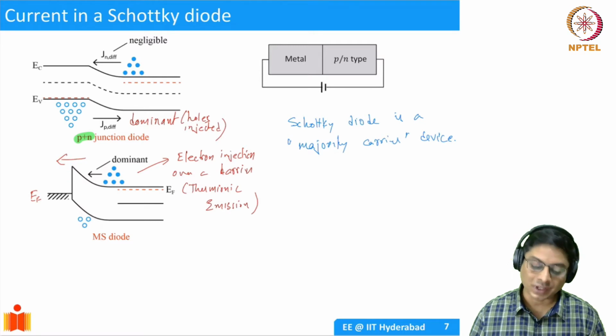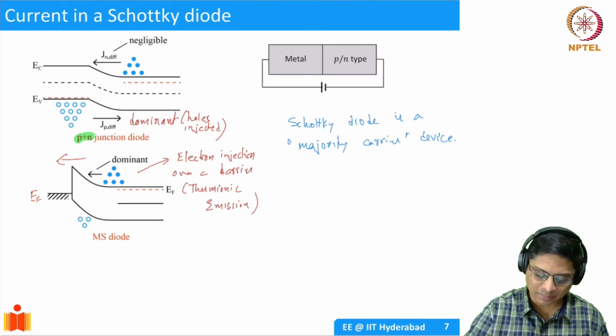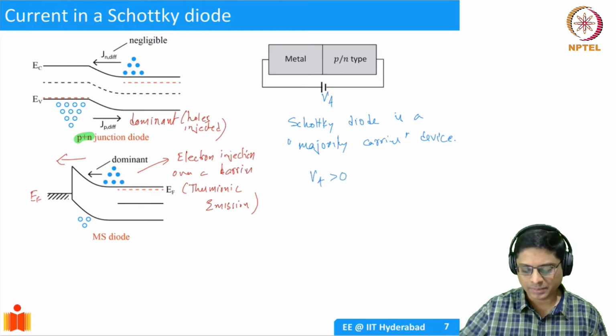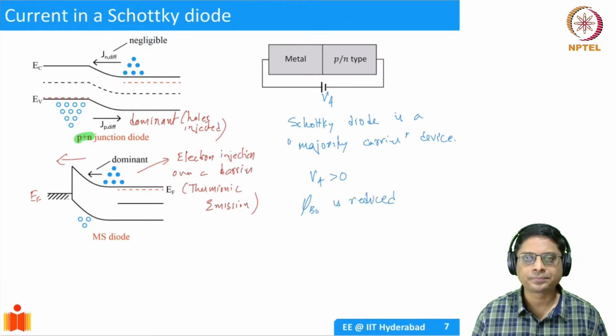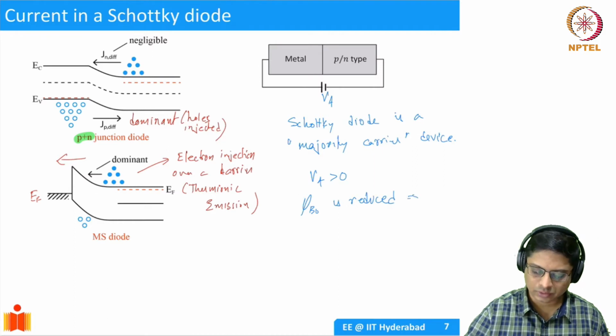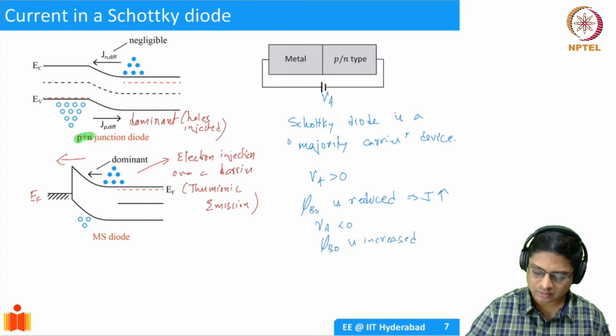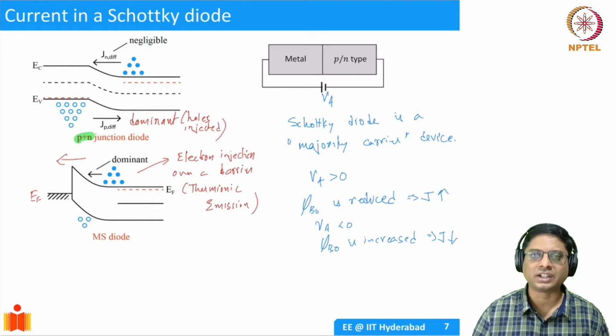Okay. And what happens with bias? Let's say if you had an applied bias voltage, okay, when VA is greater than 0, well, the barrier is going to reduce, right? The barrier that, Schottky barrier, we called it, phi B0, right, is reduced. Okay. And current flows. So J increases, current density increases, right? If you have VA less than 0, phi B0 is increased and J reduces, or rather J cannot be there. It's a kind of a constant current actually.